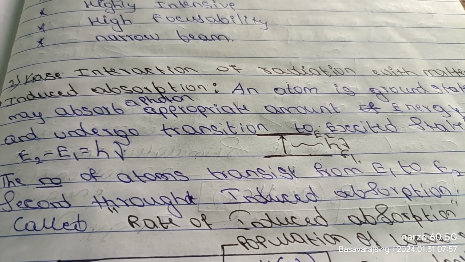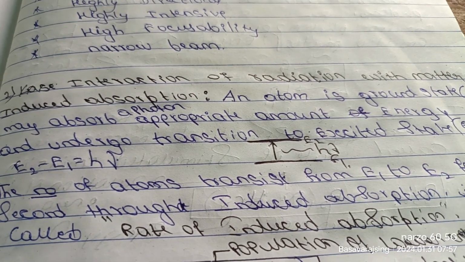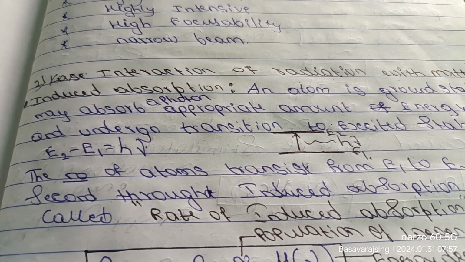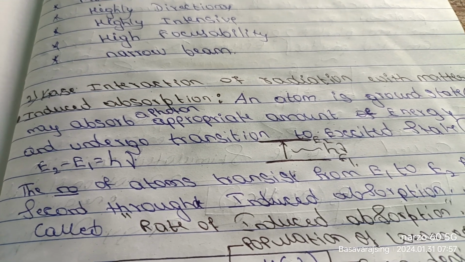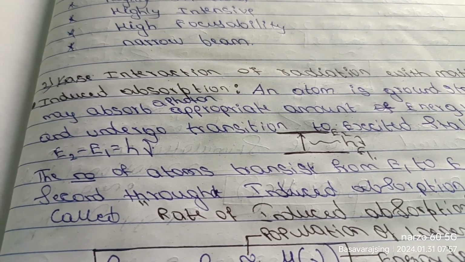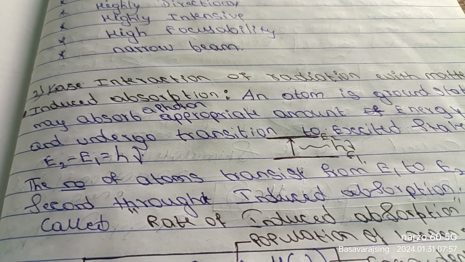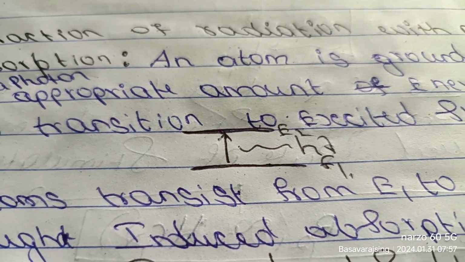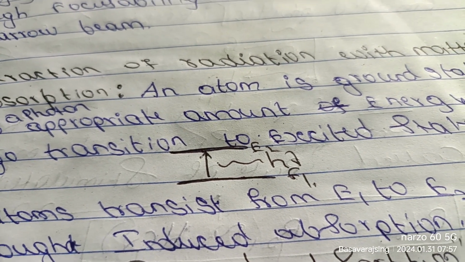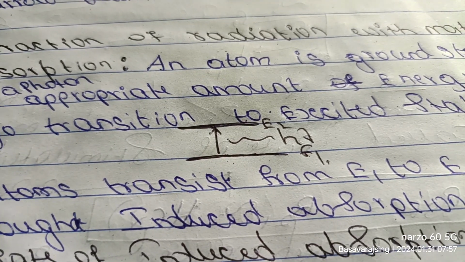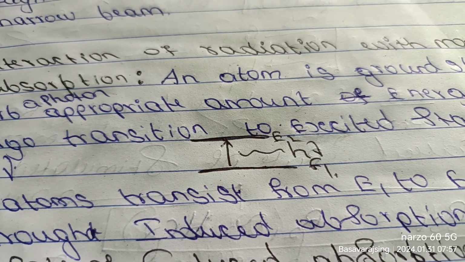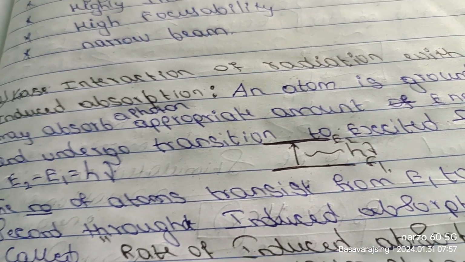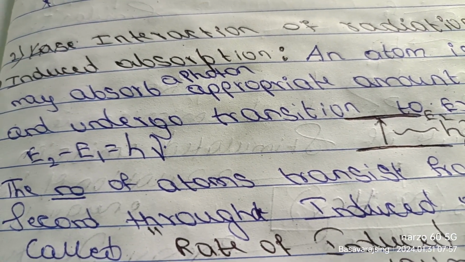An atom in a ground state may absorb a photon of appropriate energy and undergo transition to an excited state. This is called induced absorption. Here the representing diagram is like this. The atom goes from E1 to E2 by absorbing the appropriate amount of energy in the form of h nu. The equation is represented as E2 minus E1 equal to h nu.